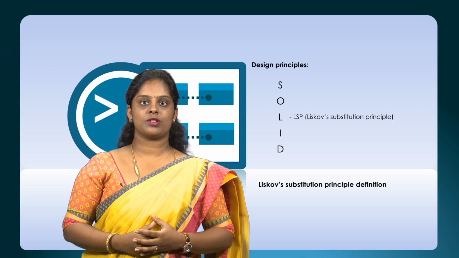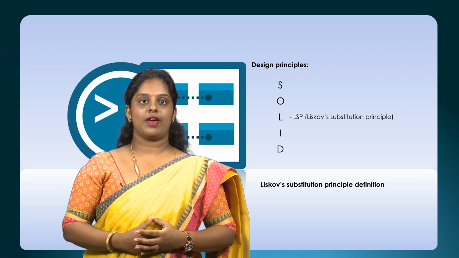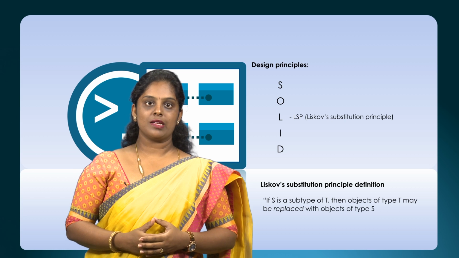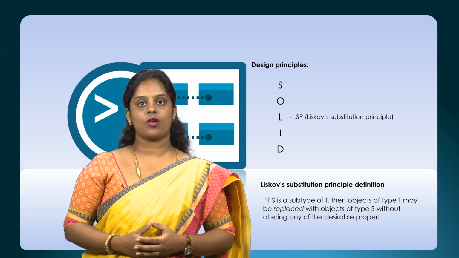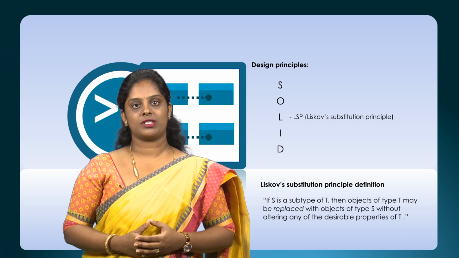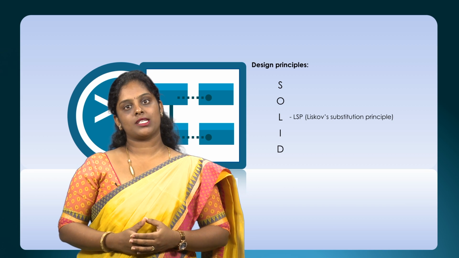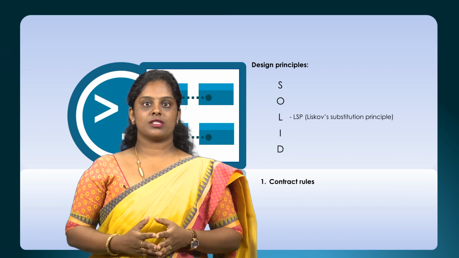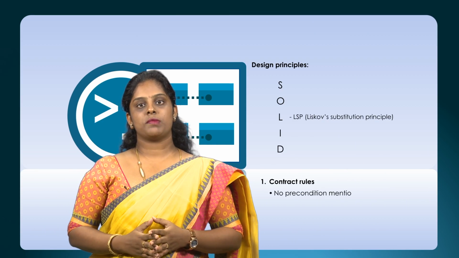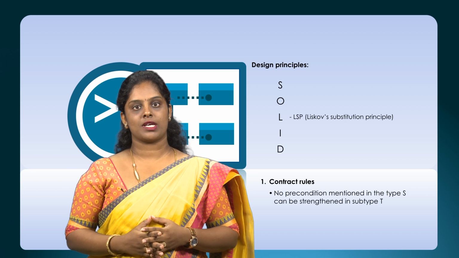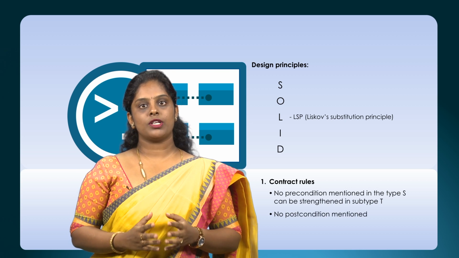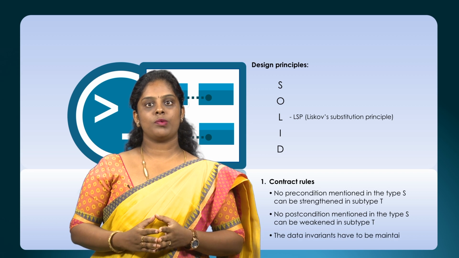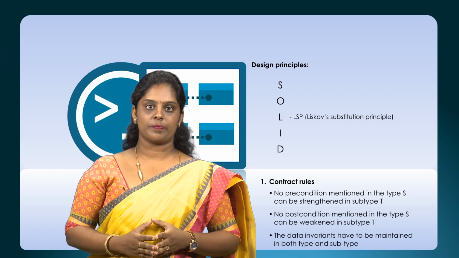The definition of the Liskov substitution principle says: if S is a subtype of T, then the objects of type T may be replaced with the objects of type S without altering any of the desirable properties of T. In LSP, we have two categories of rules, the contract rules and variant rules. There are three contract rules, and they are: no precondition mentioned in the type S can be strengthened in the subtype T. No postcondition mentioned in the type S can be weakened in subtype T. The data invariants have to be maintained in both type and subtype.